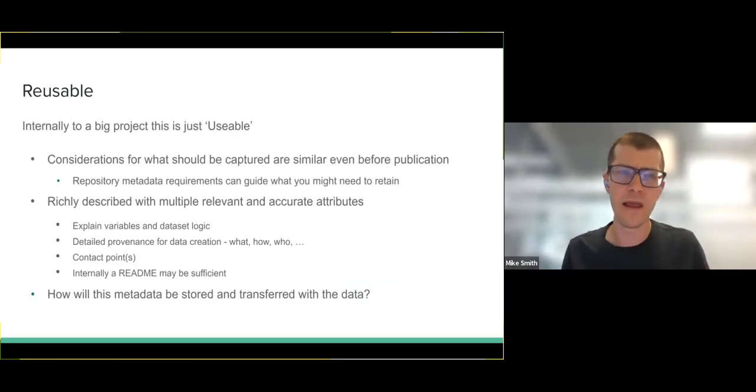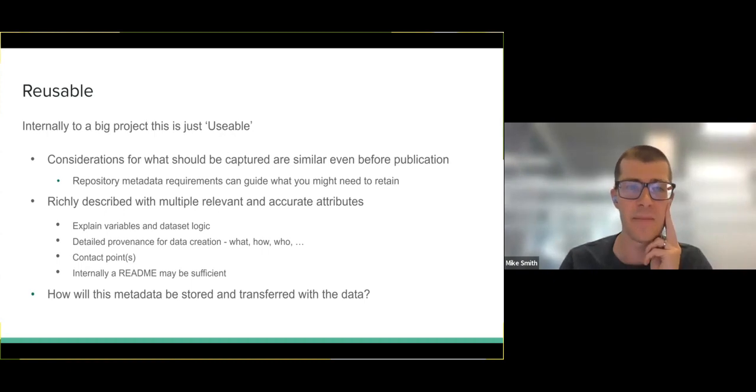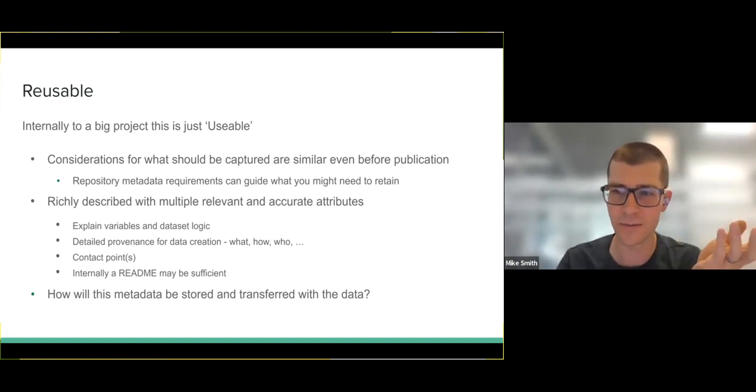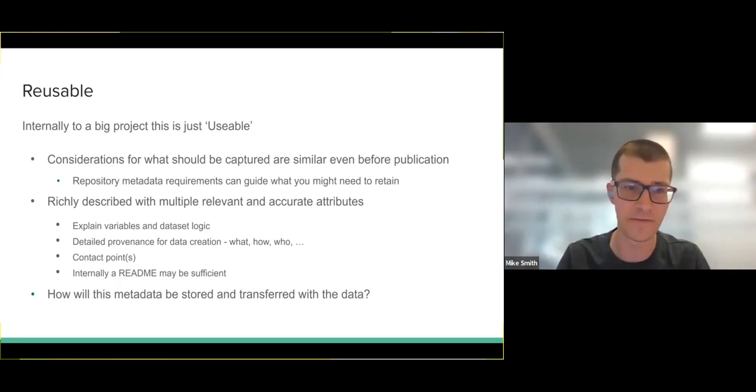And then finally, we come to the reusable part. And I think internally to a project, when you're not making the data public, but you're just sharing it with your collaborators, this is probably actually just making the data usable, right? If you haven't told your project partners how you created the data, but you're giving it to them, they probably can't do anything with it. And so I'm not sure it's even reusable here, right? If they're the primary person that's going to use it, it's just usable.